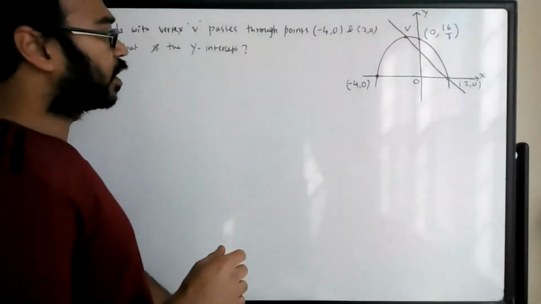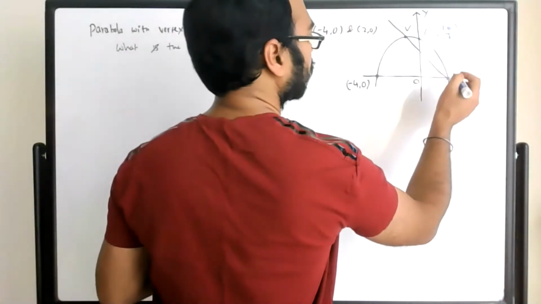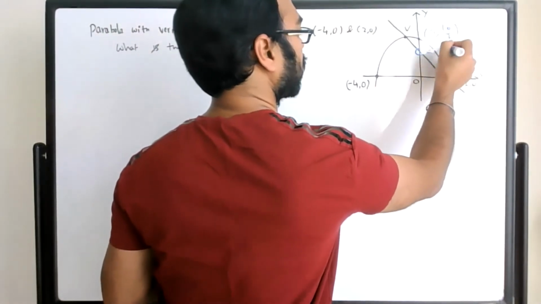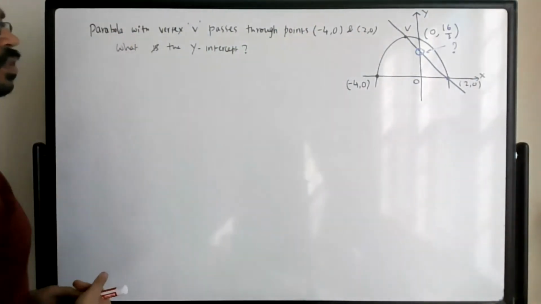So essentially, they wanted to know the y-intercept of the line. Technically speaking, what is this point? That's all they wanted to know. So how do I do this problem?